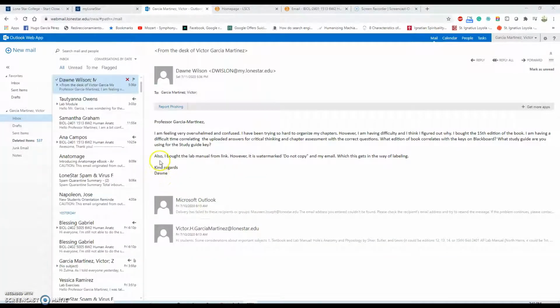On the other hand, here where you were asking about, I bought the lab manual from the link. However, it is watermarked to not copy, and my email, which gets in the way of labeling. Yes, you can use this way. That's the way they have to avoid reproductions, but it works for us perfectly.